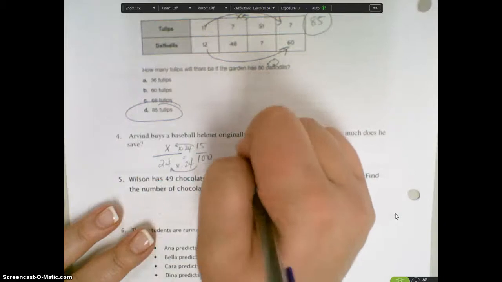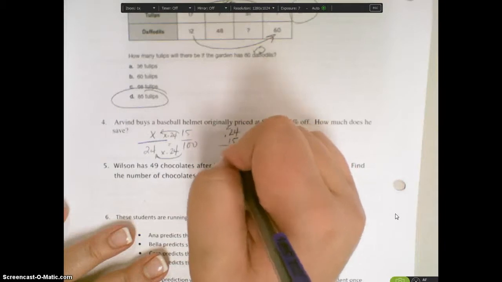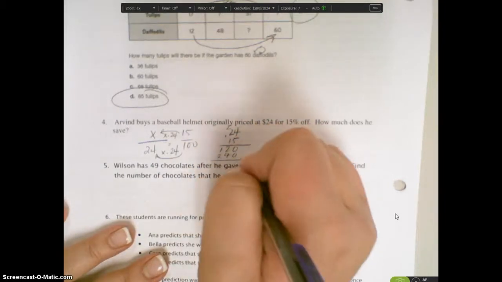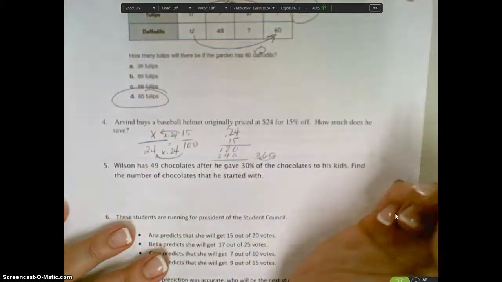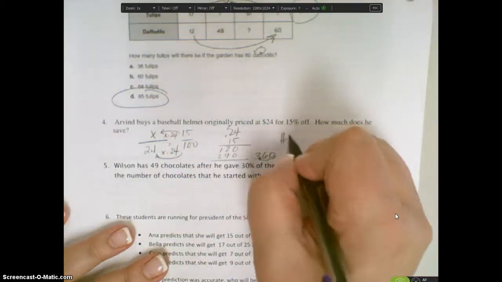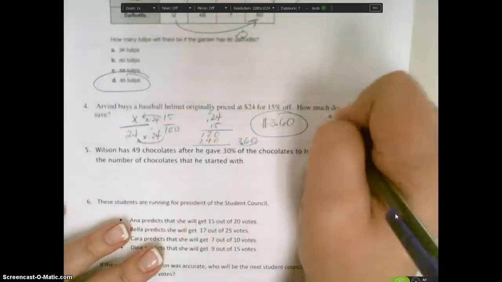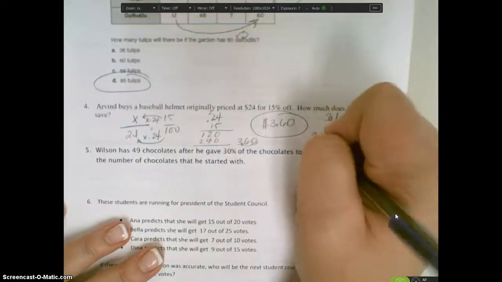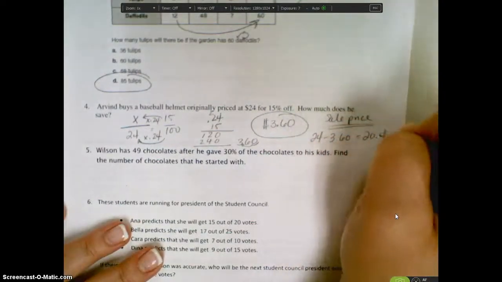So 24 hundredths times 15 is going to be 20, 10, 12, and then 4 and 2, so I should get 360 with 2 decimal places, which was $3.60. So that is how much he's going to save, $3.60. If it asks for the sale price, which we need to make sure you know what it's asking for, then you would do 24 minus $3.60, which is $20.40.